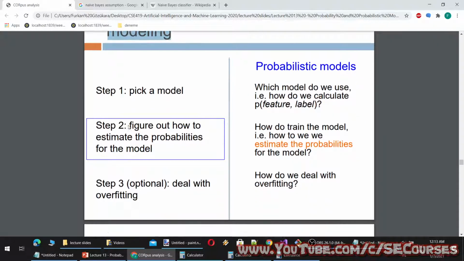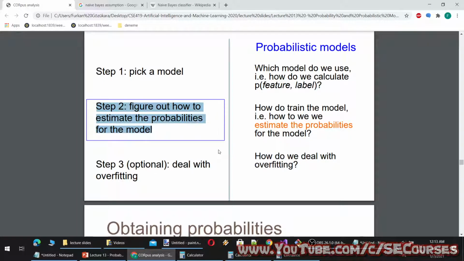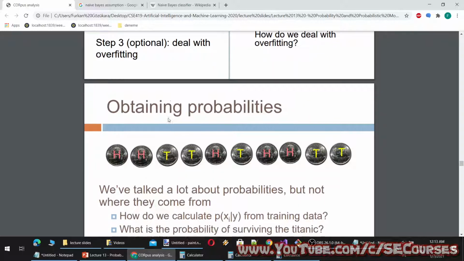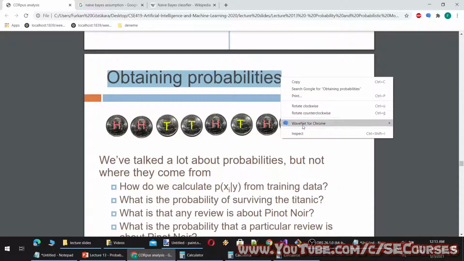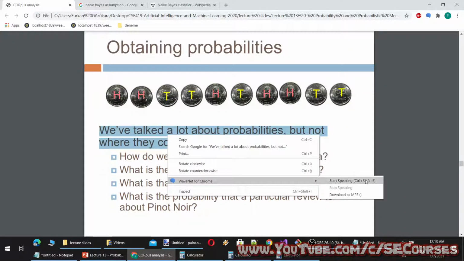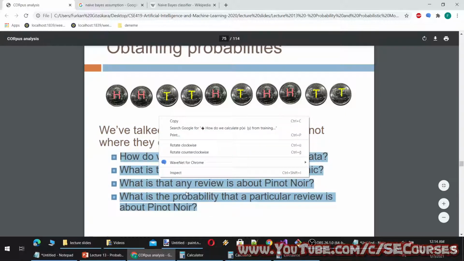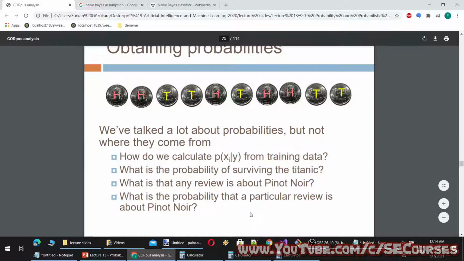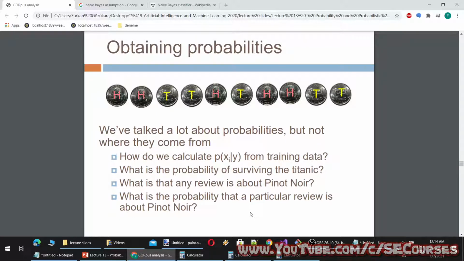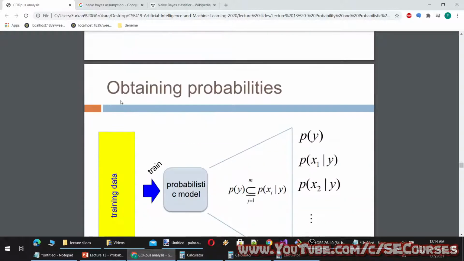Basic steps for probabilistic modeling. Okay, step 2: figure out how to estimate the probabilities for the model. Obtaining probabilities. We've talked a lot about probabilities, but not where they come from. How do we calculate P(x_i | y) from training data? What is the probability of surviving the Titanic? What is the probability that a particular review is about Pinot Noir?